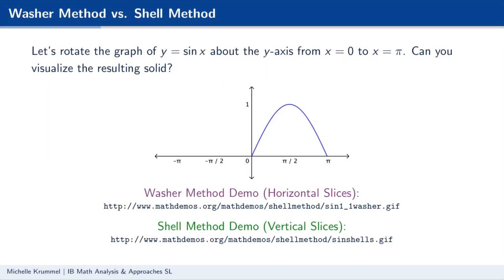So let's look at a quick demo just to see what would happen if we rotate a vertical slice or vertical cross-section around the y-axis. Like, what shape is that going to produce? What is that figure going to look like? Versus if we do a horizontal slice instead. If we tried to do a Washer method here, what is that going to look like if we rotate that shape around the y-axis instead?